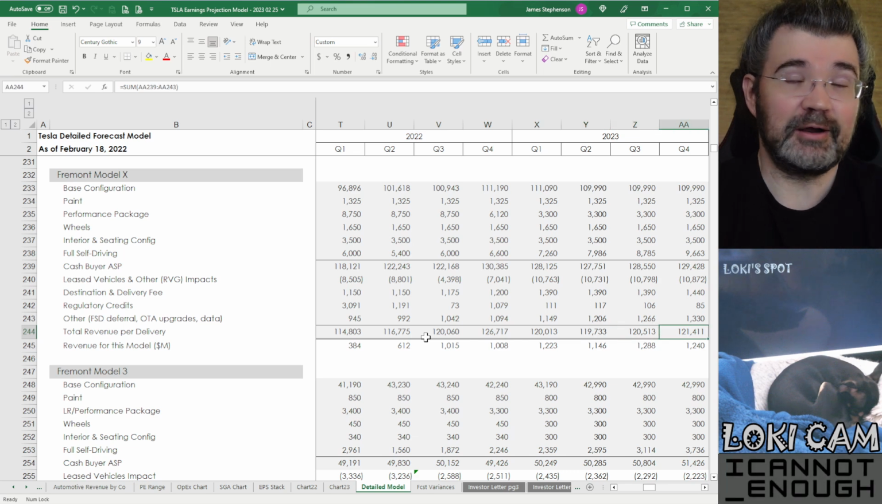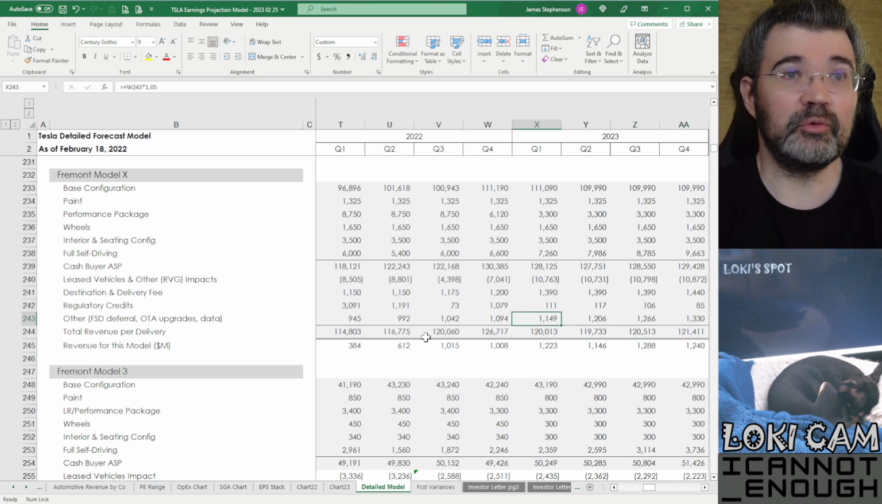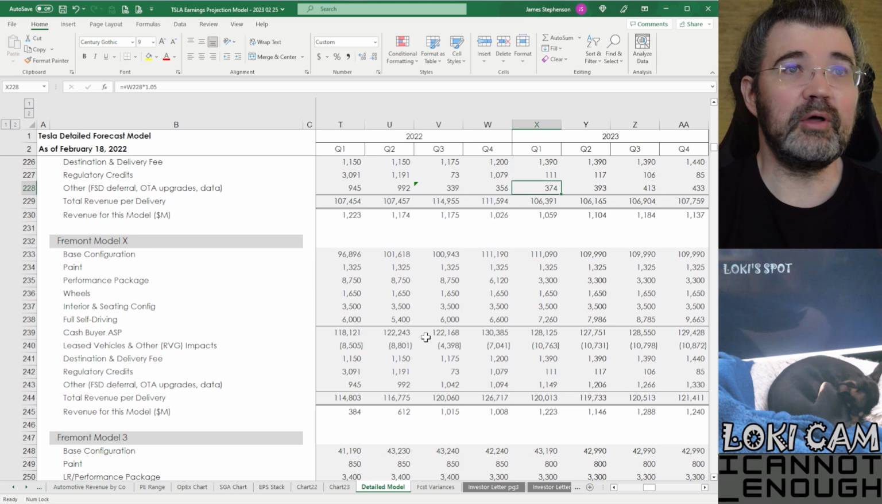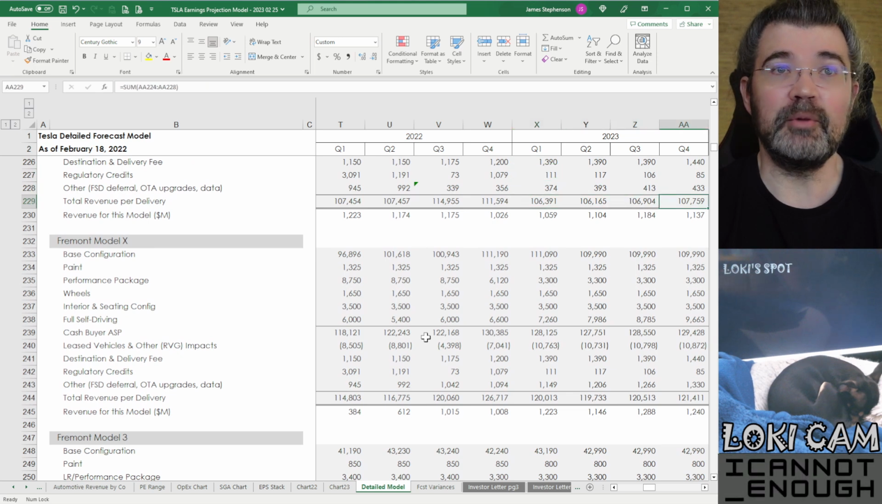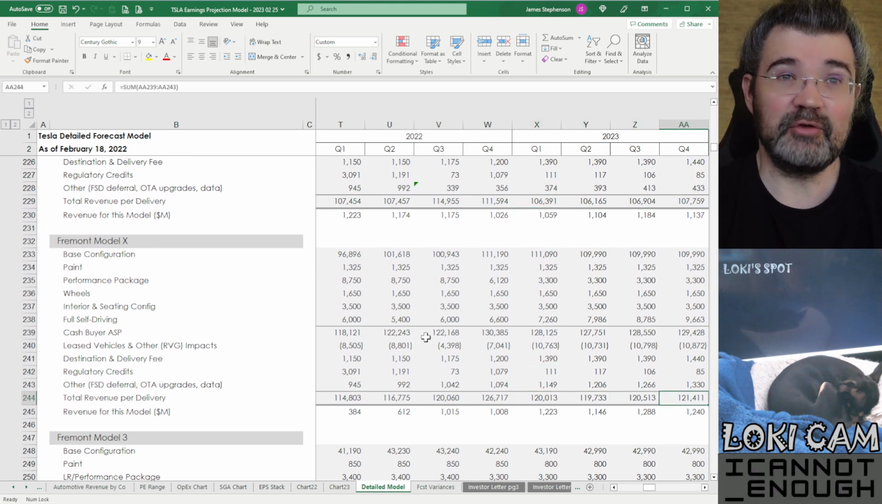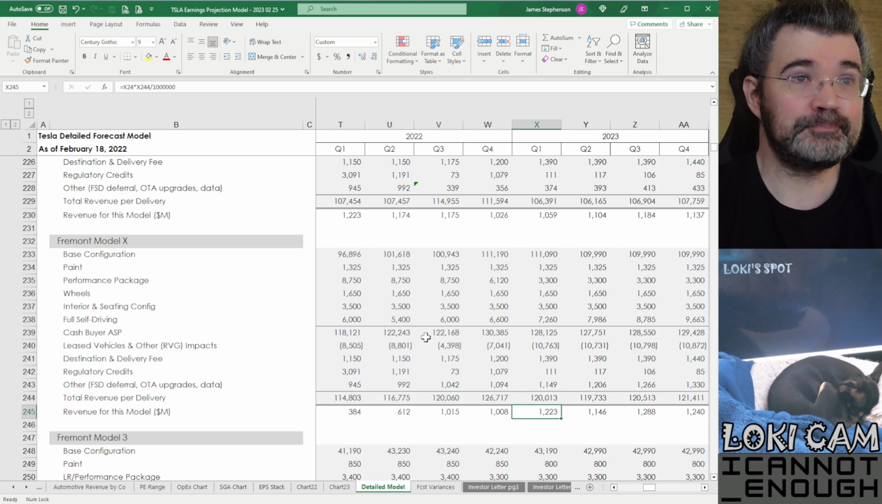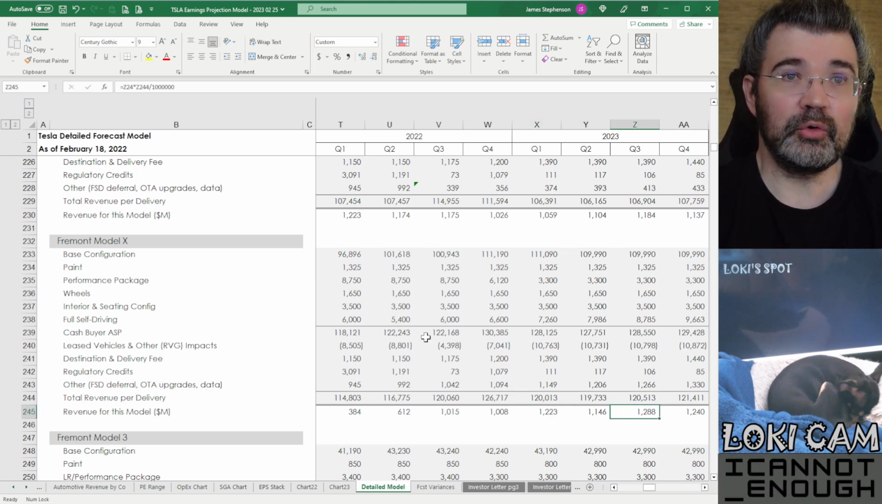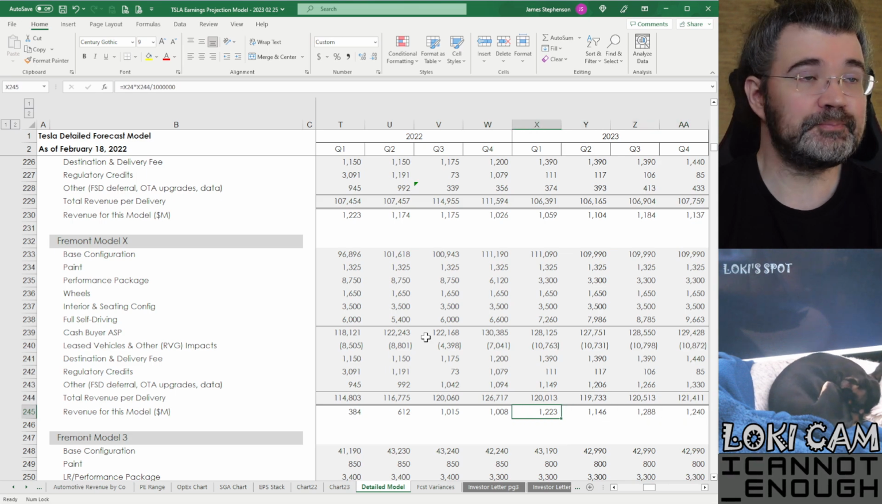And I've got it hovering around that level all year in 2023. Same as we saw with Model S, not really moving, around $107,000 all year. Model X, a little higher priced vehicle, so it's around $120,000. Contributing $1.2 billion per quarter-ish of revenue.